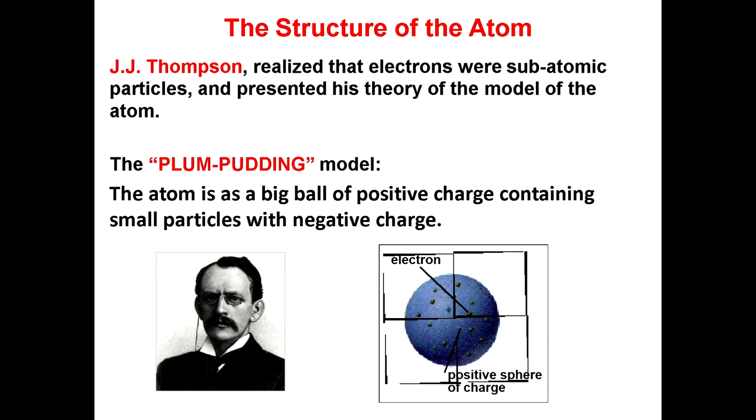Okay. This model is better than Dalton's model, right? Because Dalton thought the atom is just one ball, and it's indivisible. But in this model, it's of course like a ball, but it includes different particles with different charges. Okay, so this is about the plum pudding model.